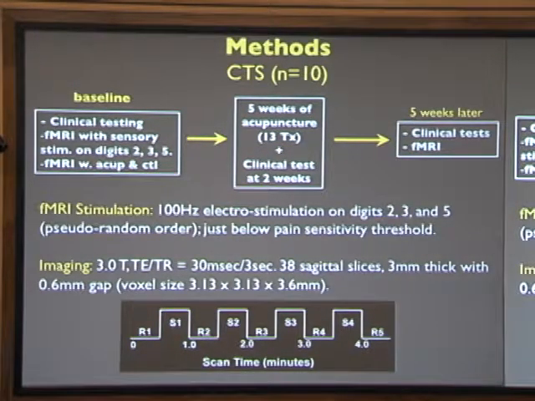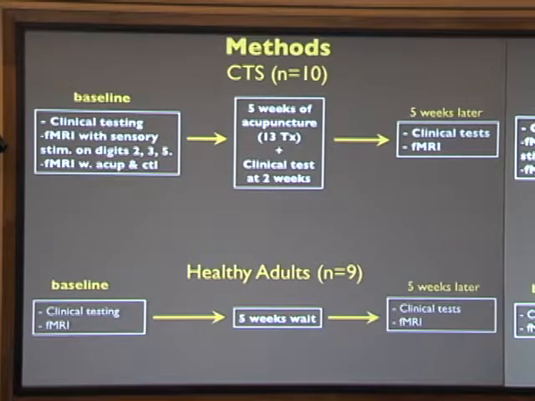The fMRI stimulation that was used was innocuous 100 hertz electrostimulation on these 3 fingers, pseudo-randomized in order, and just below the pain sensitivity threshold. So it was strong stimulation, but it was innocuous, meaning it was non-painful. We're just trying to map how the brain responds to stimuli coming from these fingers, okay? I'm not going to get into details of that.